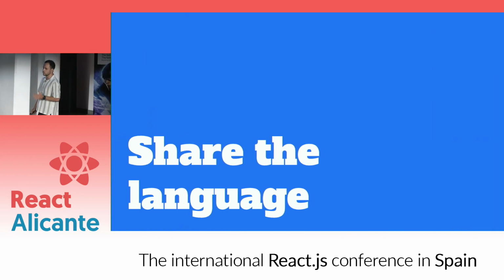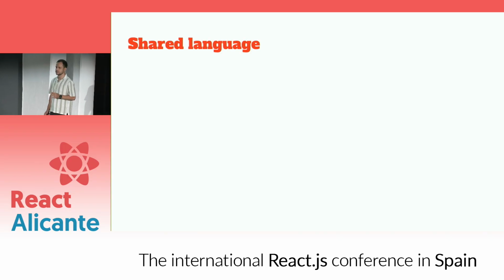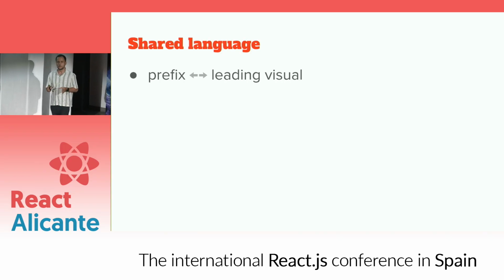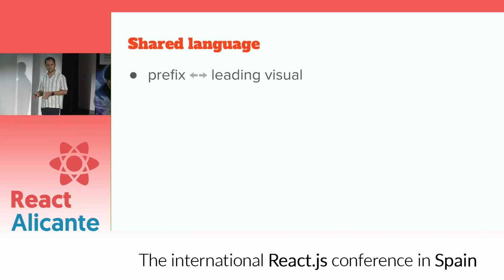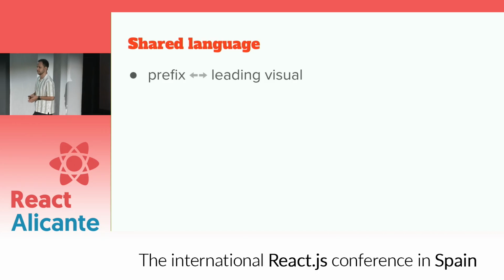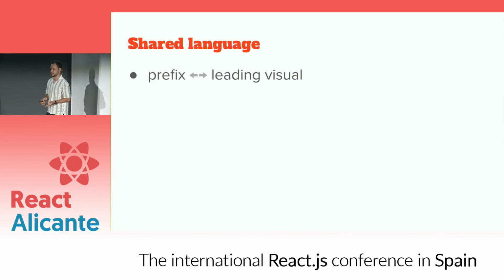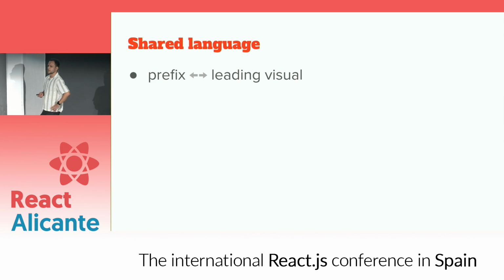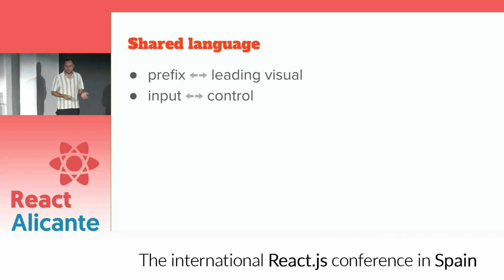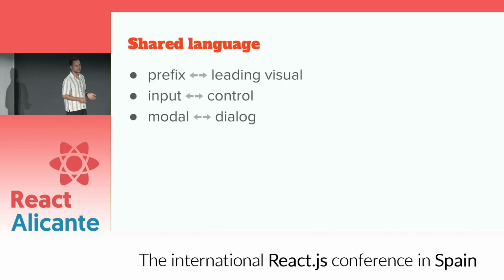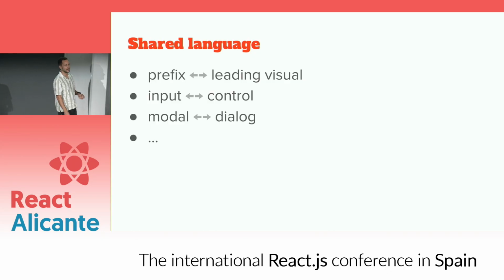And for example, in one of the meetings, we actually got stuck in a situation that went like, okay, why do you guys want to introduce the leading visual in the component since we already have the prefix in this component? And we actually were battling for this. And it was only 27 minutes later when we realized, all right, we're actually talking about the exact same thing. And the same happened for input and control, and model and dialogue, and dozens of different situations, right?